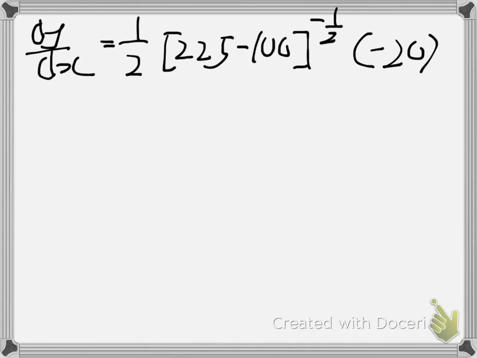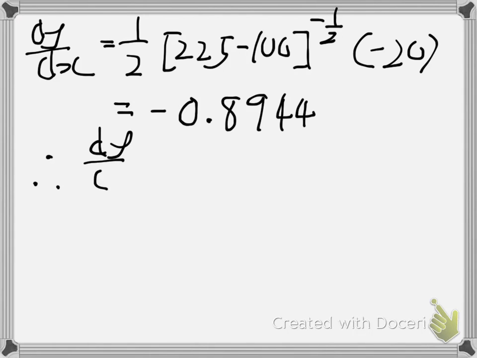By using calculator we could straight away type 1 over 2 times, inside should be 125. The power is negative 1 over 2. Okay, wait for a while. I'm almost done. And then times minus 20. What we get is minus 0.8944. Okay, so now we have our dy dx.